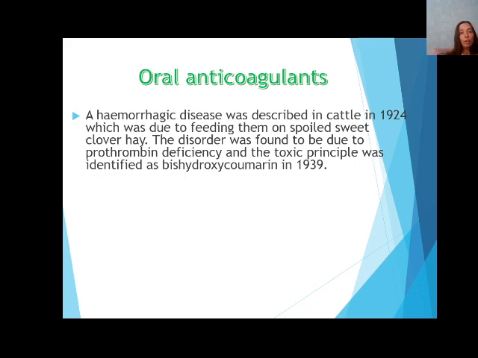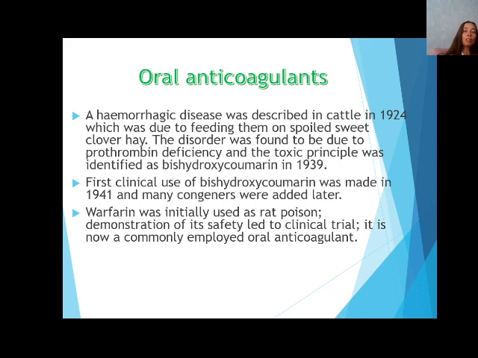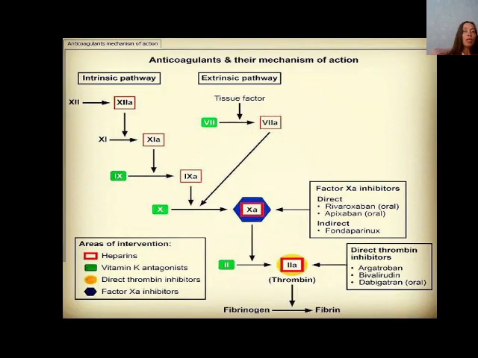Hemorrhagic disease was described in cattle in 1924, which was due to feeding them on spoiled sweet clover hay. The disorder was found to be due to prothrombin deficiency, and the toxic principle was identified as bis-hydroxycoumarin in 1939. First clinical use of bis-hydroxycoumarin was made in 1941, and many congeners were added later. Warfarin was initially used as a rat poison. Demonstration of its safety led to clinical trial. It's now a commonly employed oral anticoagulant.